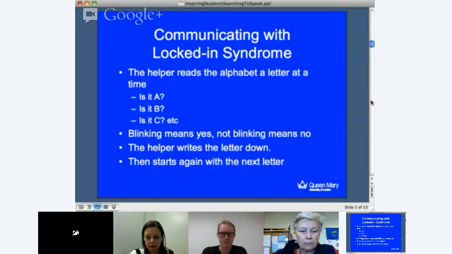How did he communicate that? He basically started at the beginning of the alphabet, so the helper went A, B, C, D, E, all the way up to S, T. When they got to T, he blinked, they wrote T down, started again, A, B, C, D, E, F, G, H, got to the H, he blinked, wrote the H down, and that was the whole of the book. The whole of the way that book was written was doing that over and over again.